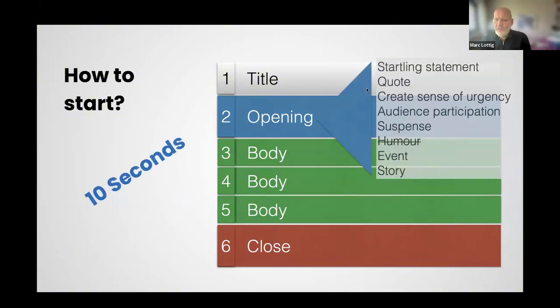Then what do you do in the audience? I talked earlier about the proposition. The proposition can be quite provocative. It can be based on a quote. It can create a sense of urgency. It can do all sorts of things. It can create suspense. It can talk about an event. It can indicate a story. Whatever it is, the idea is to get there as quickly as you can.